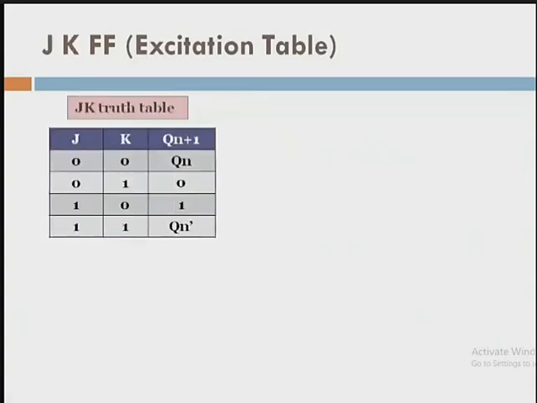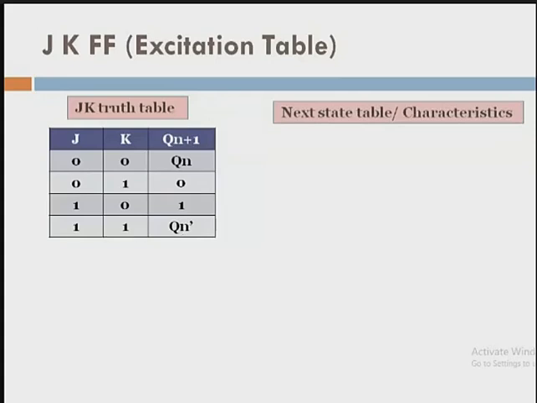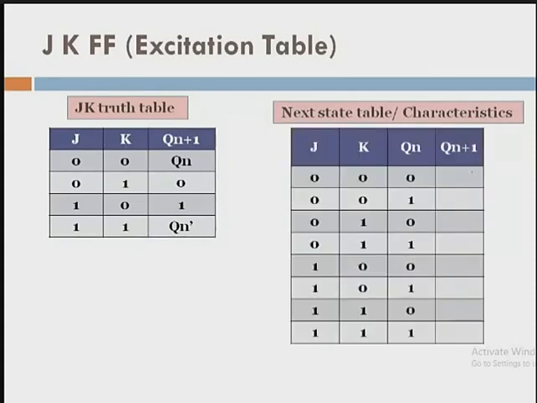Now check the excitation table of your JK flip-flop. The first step is the same. We require the truth table. The first three entries are the same, and the last is nothing but Qn bar, that is the toggle condition. Now design the characteristic table with the help of this one. J and K are the inputs. The third input is considered as Qn, the present state, and the output part we are considering as Qn+1.